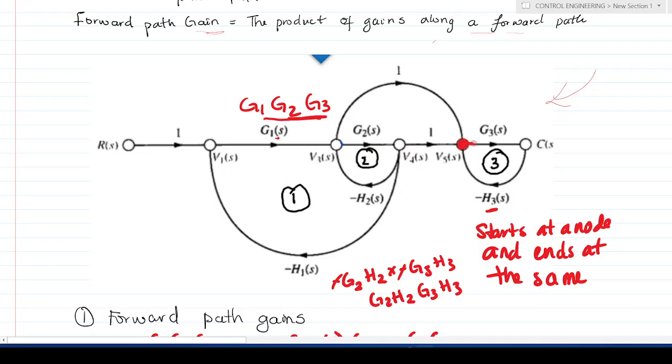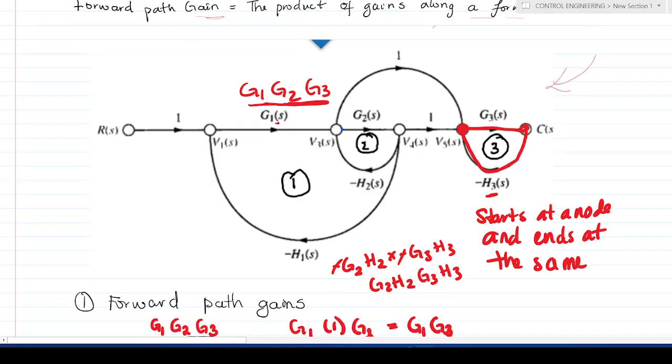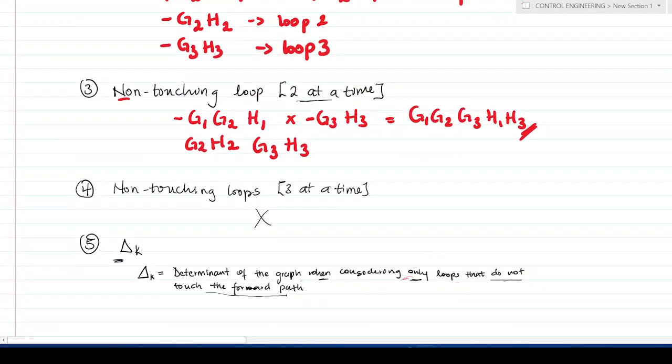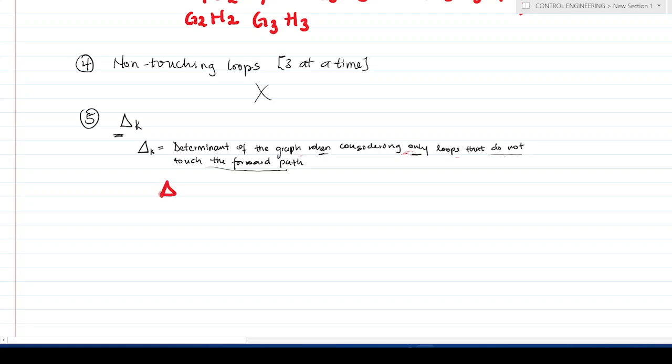Next, let's try the last loop gain we have. You can see that it still touches our forward path of G1, G2, G3. So therefore, for our first delta k, because k takes values 1, 2, 3 depending on how many forward paths you have, and we just checked the forward path, we found that there's no non-touching loop gain. So therefore delta 1 is 1.